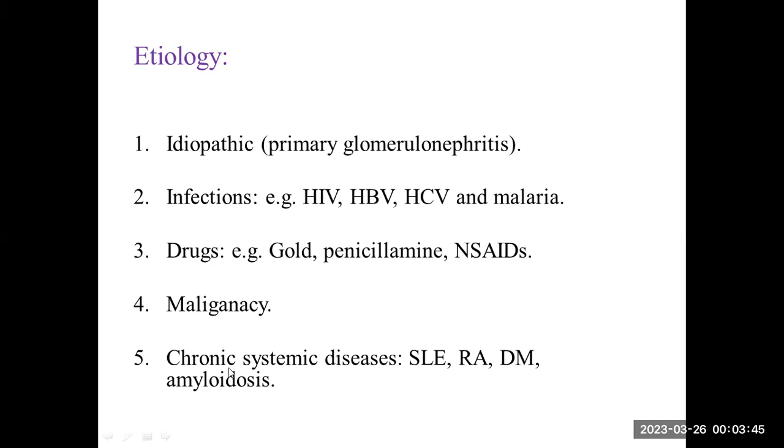Then finally, we can have chronic systemic diseases, which can be associated with glomerulonephritis. And this is very important etiology, which should be excluded. The most important one you can think of are diabetes and SLE. They can affect the kidneys in different ways. So diabetes, usually they present with diabetic nephropathy, tend to have a slow insidious course that develops over many years. Initially, the patient will have microalbuminuria.